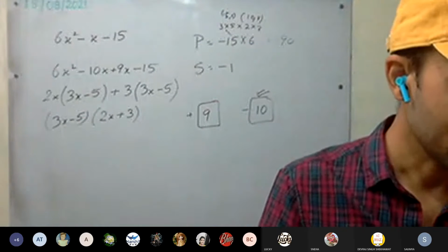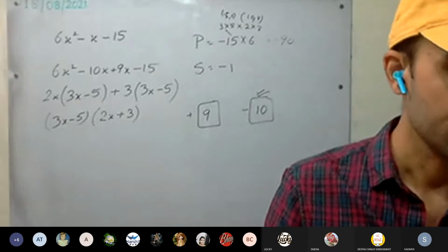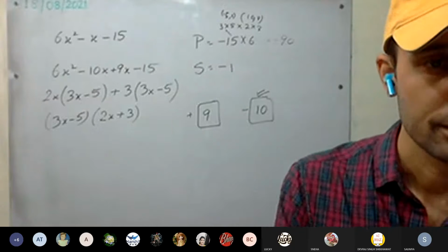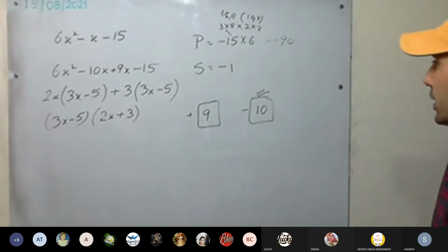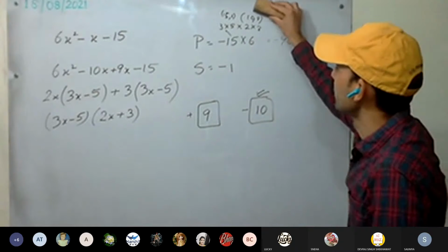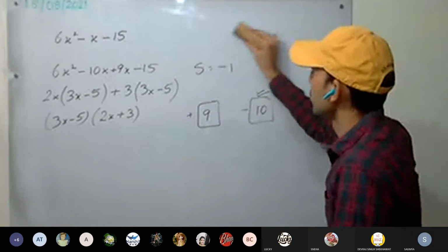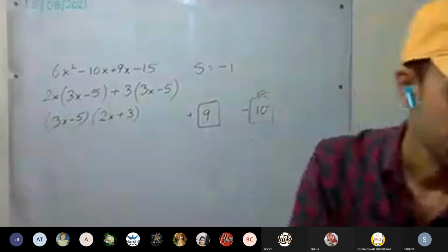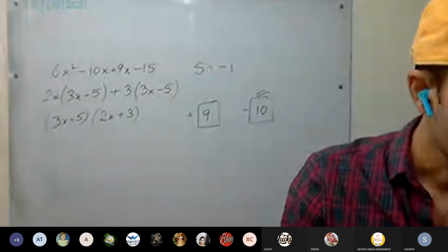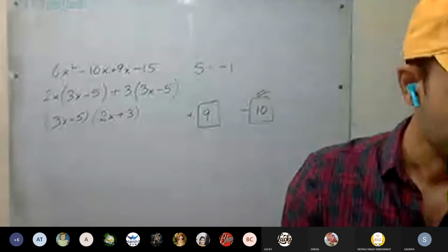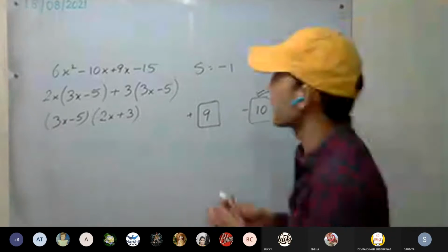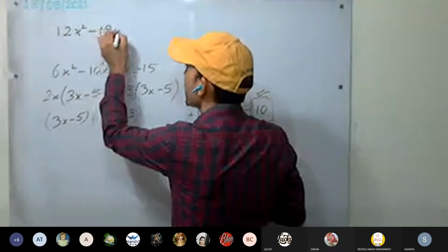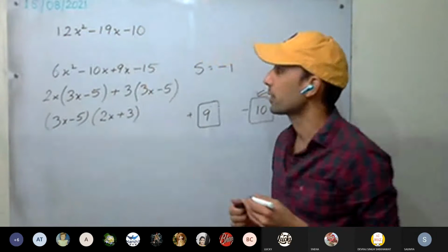Okay, try the second one. I'll start doing it afterwards. Everyone try the second one. So I'm only writing the question here first. Well, x square minus 19x minus 10. This is our question.